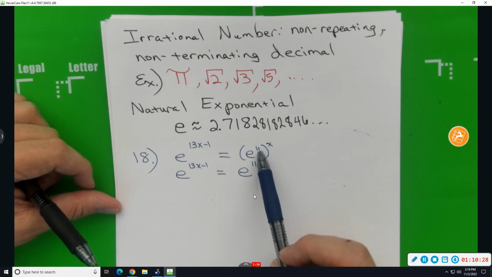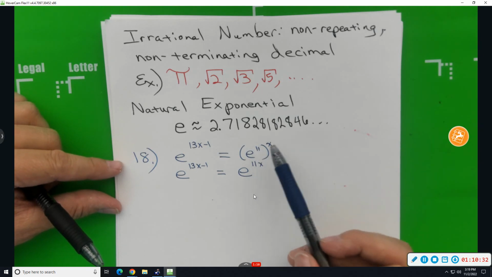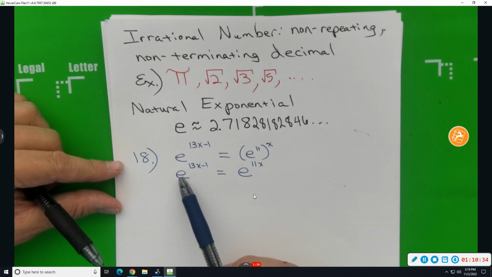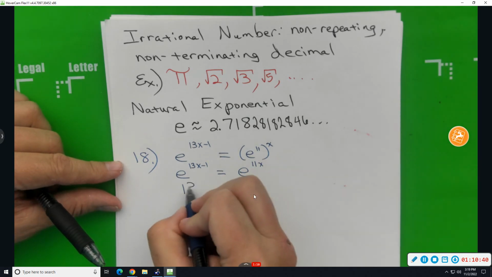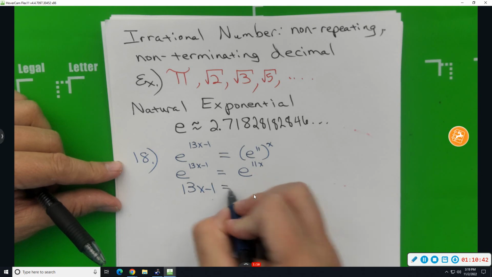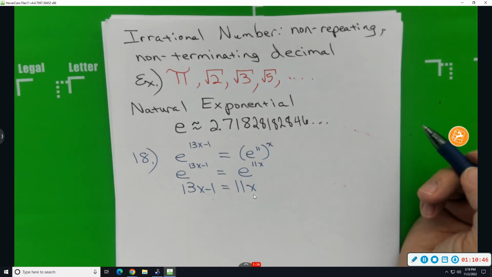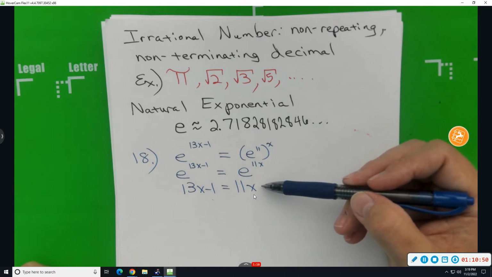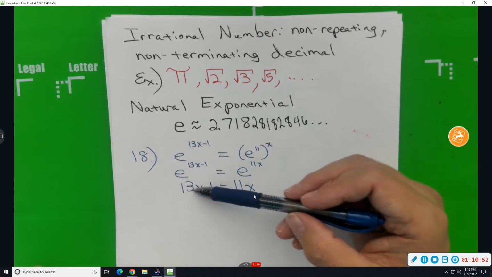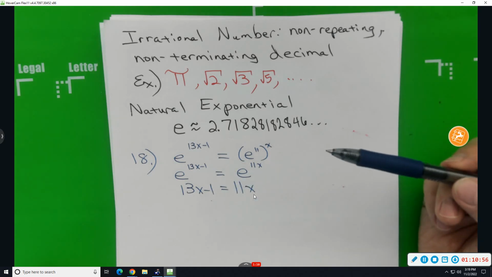I wrote the problem, and then 11 times x. Now we have the same base on both sides, so we drop the e, set the exponents equal, and as I said, the real job is just getting that common base, because once you get the common base, we've solved equations like this. 13x, what will I do with this 11x to move it over there?